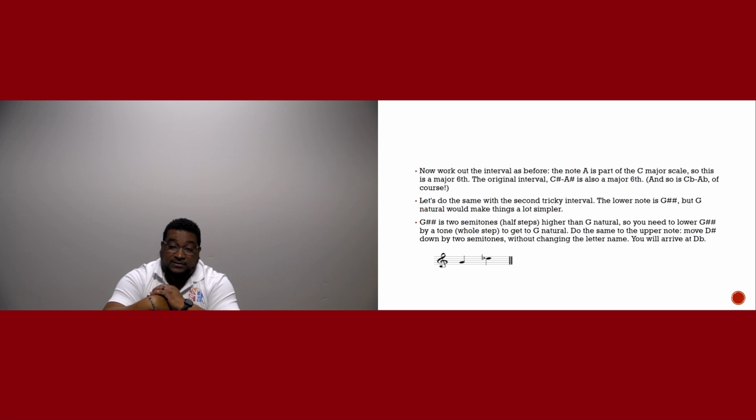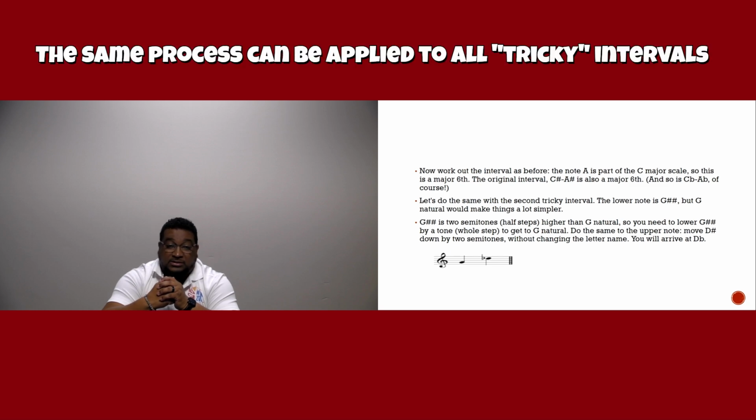The note A is part of the C major scale, so this is a major sixth. The original interval C sharp to A sharp is also a major sixth, and so is C flat to A flat, of course. So let's do the same with the second tricky interval.